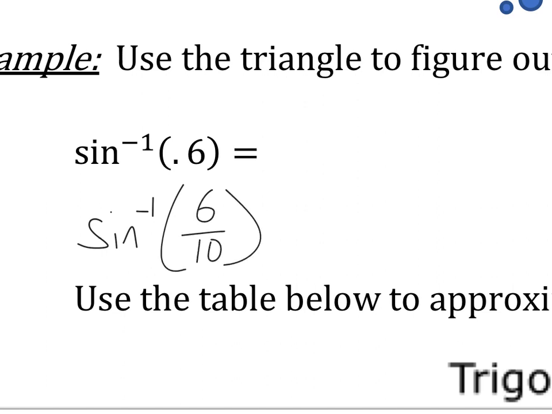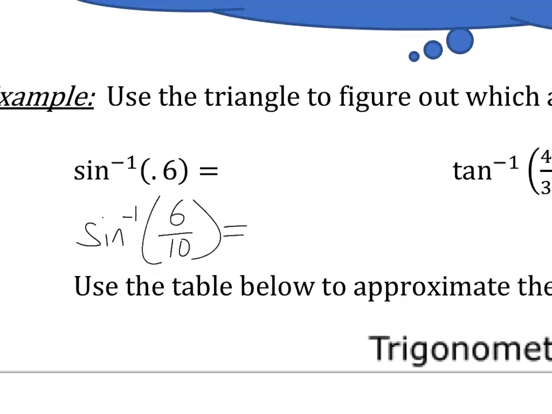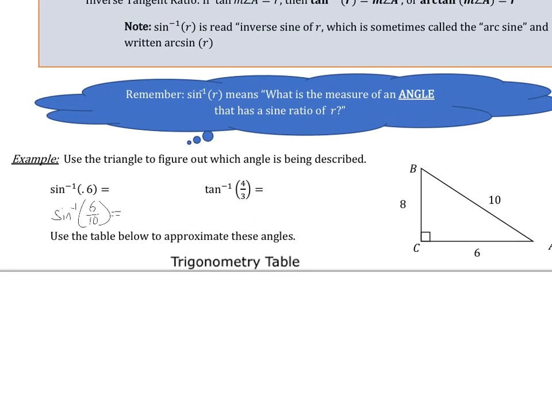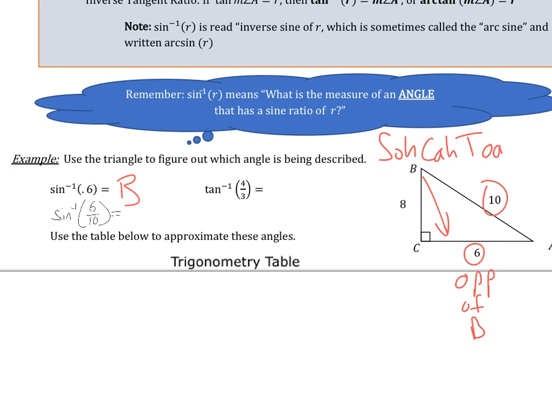So the question is what angle, angle A or angle B here, has a sine of 6/10? Well, let's think back to our little SOHCAHTOA way of remembering. Sine is opposite over hypotenuse. So 6 and 10 is what we're using. Oh, this 6 is opposite of B, and the 10 is obviously the hypotenuse. So the inverse sine of 0.6 is angle B, and that's the measure of angle B.